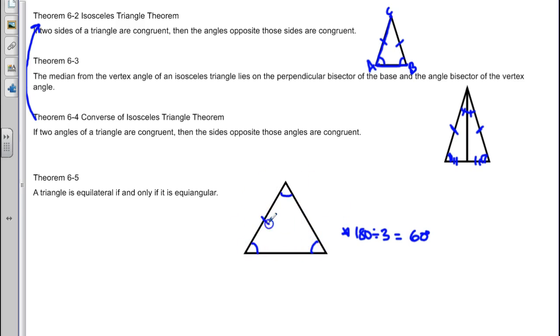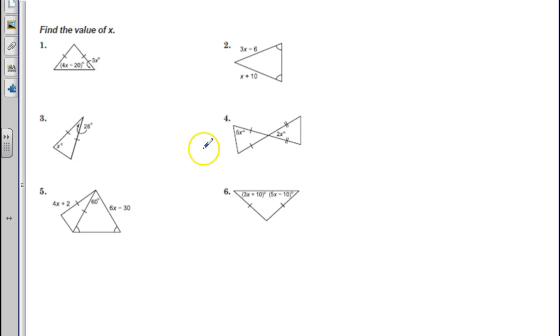So a triangle is equilateral, which means all the sides are equal, if and only if it's equiangular. If and only if means it works both directions. It means I can read this definition this way or I could read it this way. A triangle is equiangular if and only if it's equilateral. So my angles are equal, my sides are equal, my sides are equal, my angles are equal. So kind of a cool thing. All right, let's try some of these out.